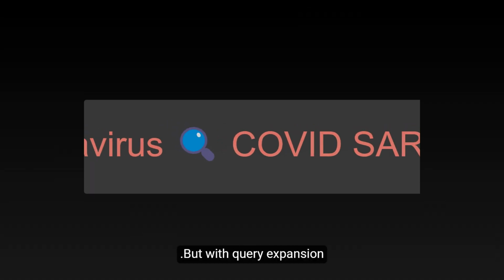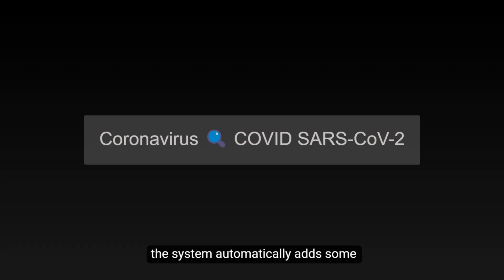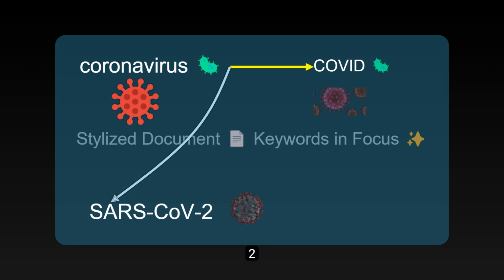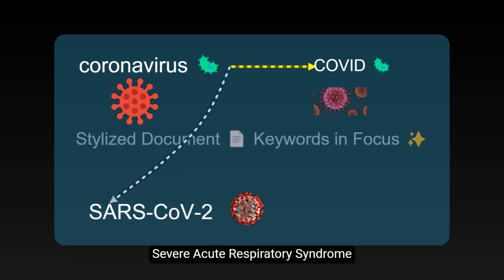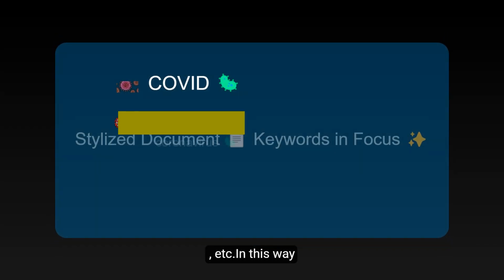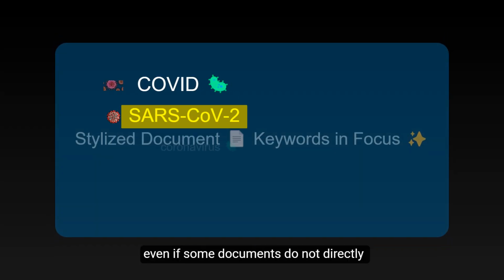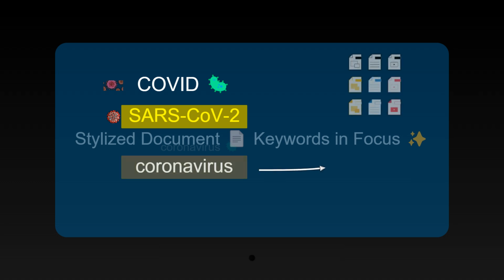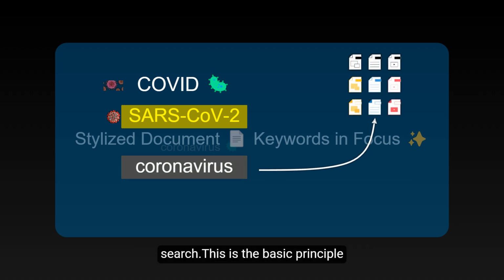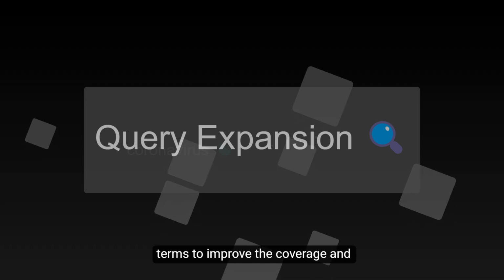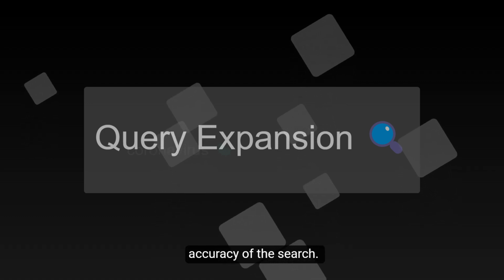But with query expansion, the system automatically adds some related terms for you, such as COVID-19, SARS-CoV-2, severe acute respiratory syndrome coronavirus 2, etc. In this way, even if some documents do not directly use the word coronavirus, but contain these related terms, they can still be found in the search. This is the basic principle of query expansion: by intelligently adding related terms to improve the coverage and accuracy of the search.